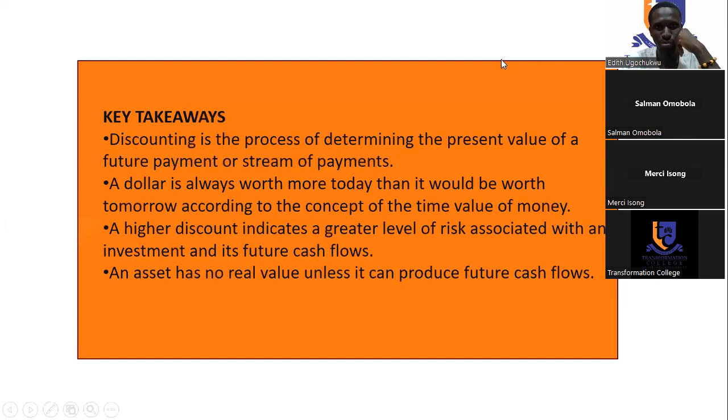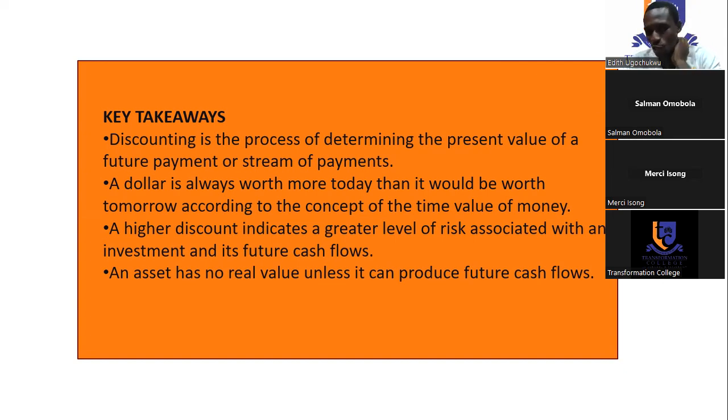So discounting is the process of determining the present value of a future payment or streams of payments. I already said that. A dollar is always worth more today than it would be worth tomorrow, according to the concept of time value of money. So we are trying to summarize everything we have done so far. A higher discount indicates a greater level of risk associated with an investment.